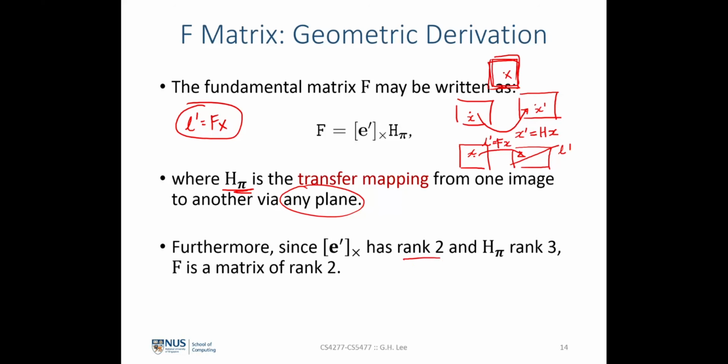And we also saw in the previous lectures that in order for the linear mapping to be valid, the homography here, h pi, must have full rank, which is rank 3. Hence, we have the multiplication of a rank 2 matrix with a rank 3 matrix. So this is rank 2 and this is rank 3. The multiplication of these two must give rise to a rank 2 matrix. And that means that the fundamental matrix is of rank 2.